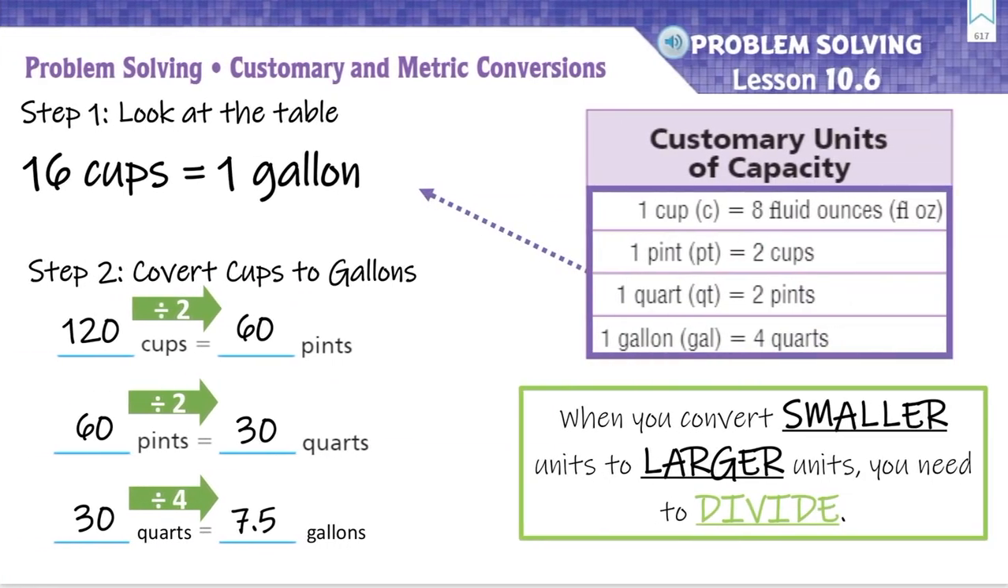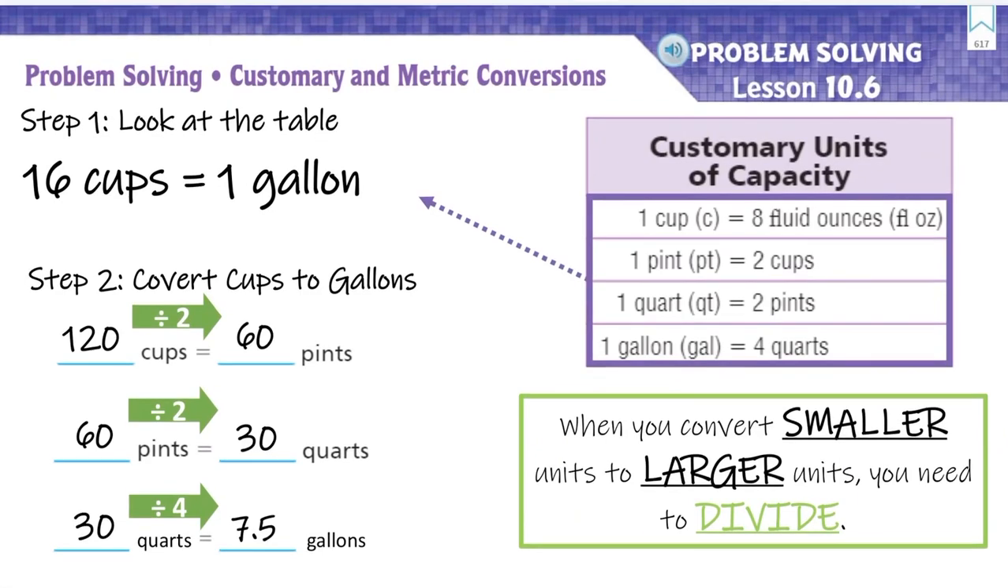So if I look at this table, I'm going to say that there's 16 cups in a gallon. It's not there. I had to figure this out. So if there's 2 cups in 1 pint, and there's 2 pints in 1 quart, then there's 4 cups in 1 quart. 4 cups in 1 quart. I hope you agree with me because it's true. There's 4 cups in 1 quart. Now, if there's 4 quarts in 1 gallon, there's going to be 4 times 4, 16 cups.